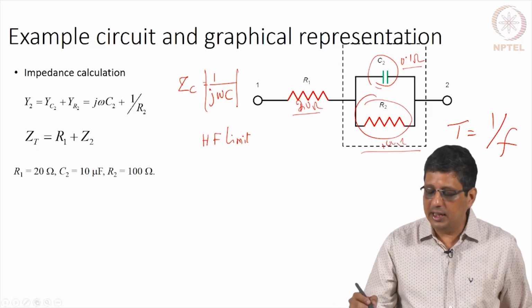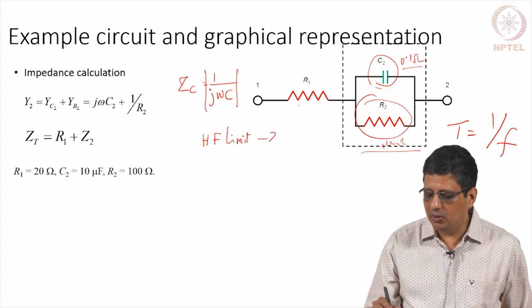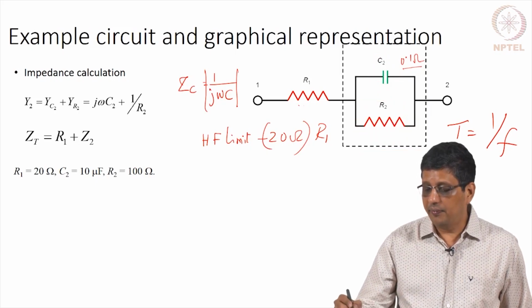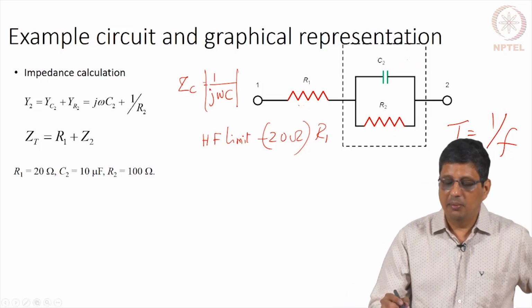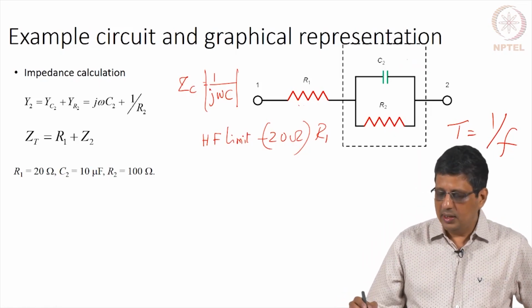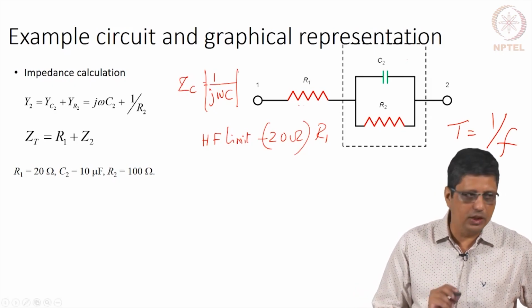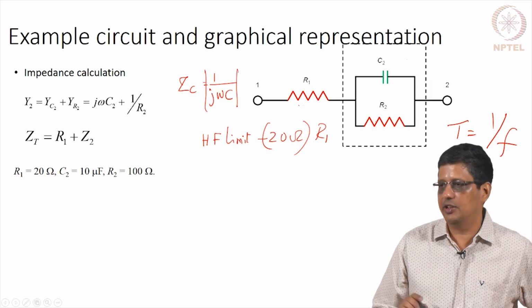So at the high frequency limit, we will get R1. It will be a real number because this will be almost 0. This does not even play any role because it is blocking compared to this. So at high frequency, I should expect to see 20 ohm as the total impedance of this circuit.